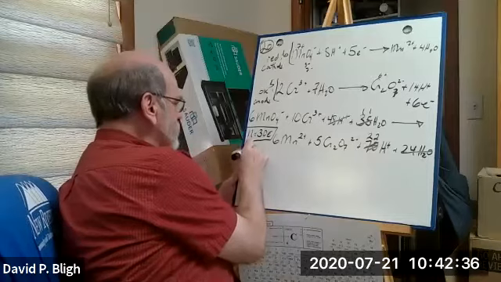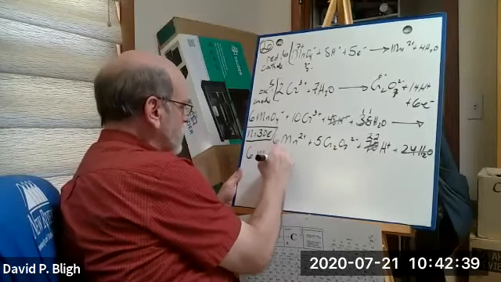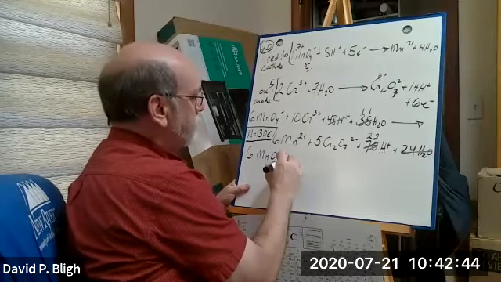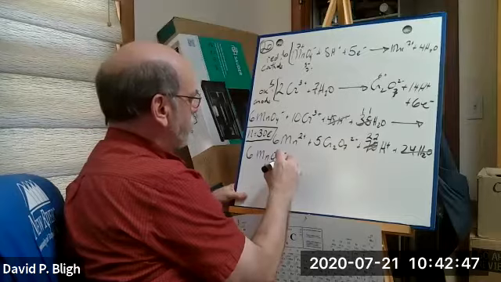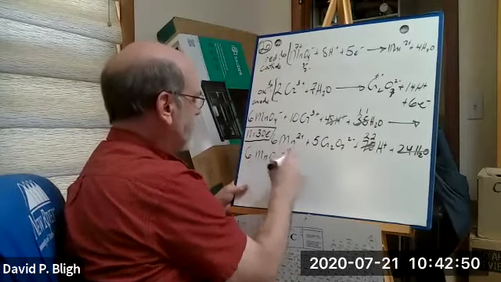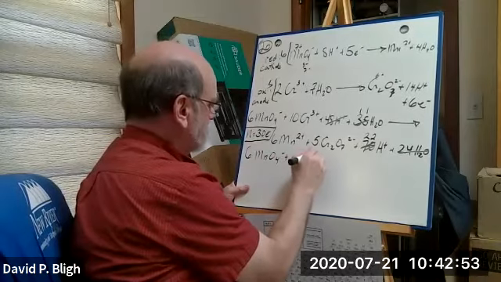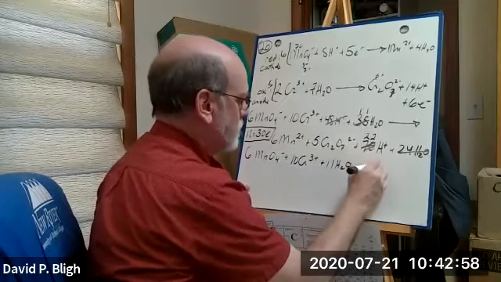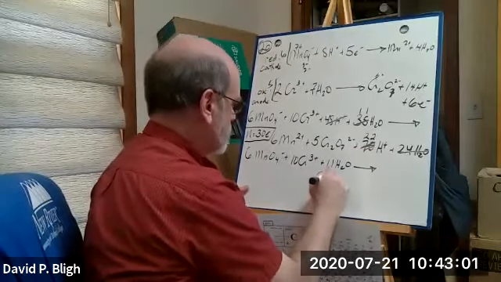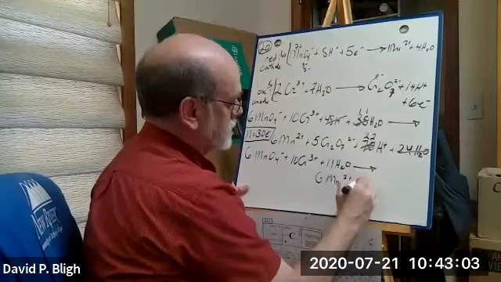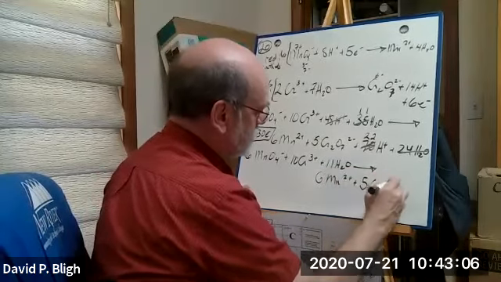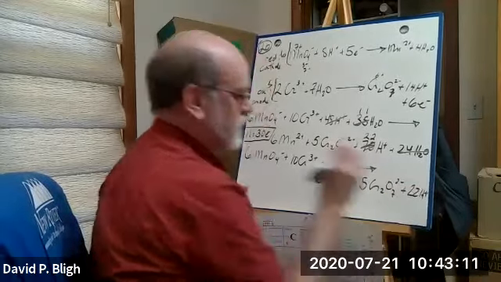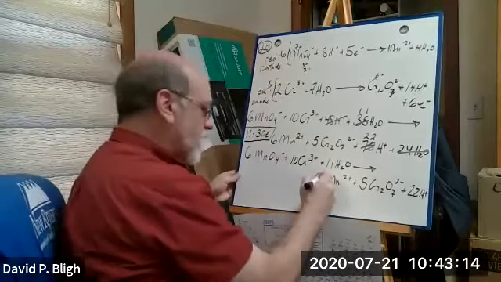So what we have is this, the balanced equation: 6 manganate, 10 chromium 3 plus, 11 water, going to 6 Mn2 plus, and 5 Cr2O7 2 minus plus 22 H plus. So there's our balanced equation.